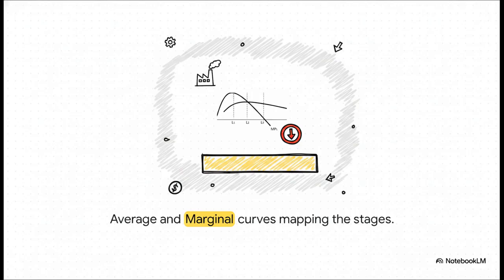Stage 2 is the sweet spot. It sits perfectly right between 2 extremes. It kicks off right at the peak of the average product curve, that exact intersection we just talked about where average equals marginal product, and it ends exactly at the moment the marginal product curve plummets below 0.